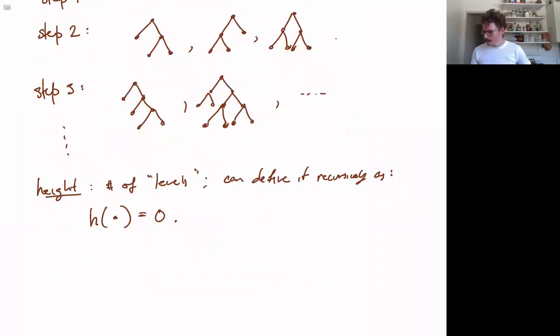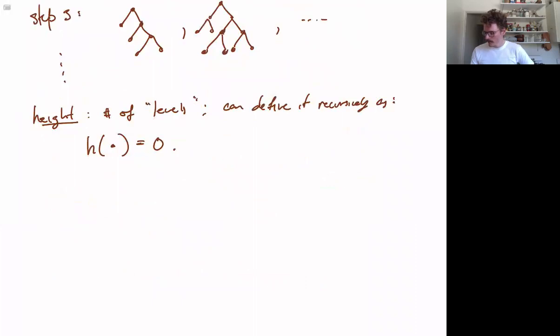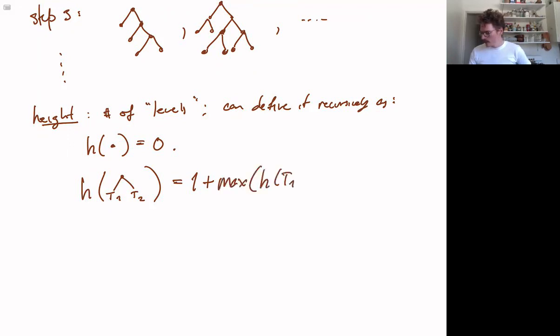And then the inductive step: what is the height of this tree that we get by attaching two trees, T1 and T2, to a new node? Well, we get one more level from adding this thing. And then what is going on down here? We're just getting whichever one is taller is going to be the contribution. So this is the max of the height of T1 and the height of T2.